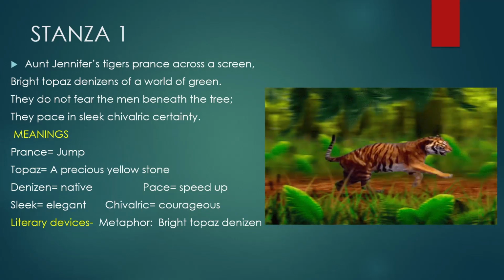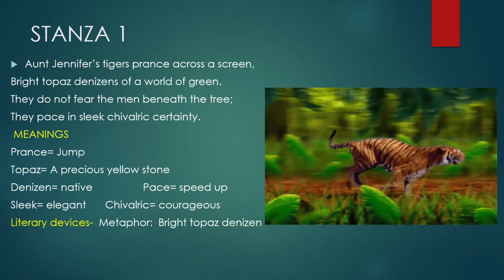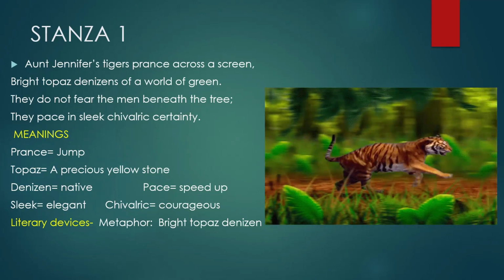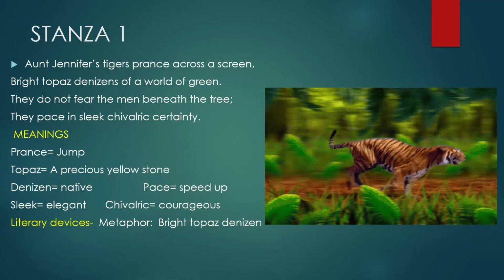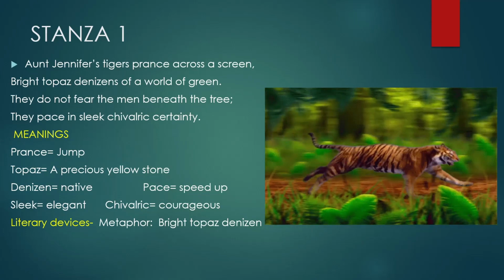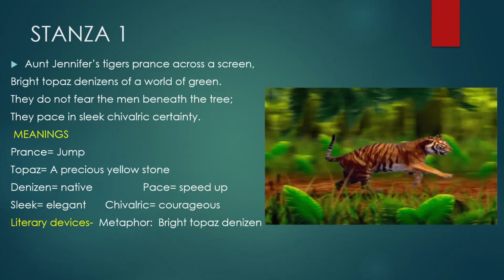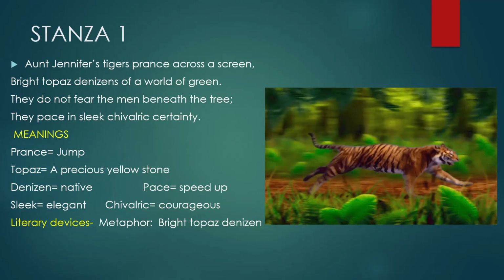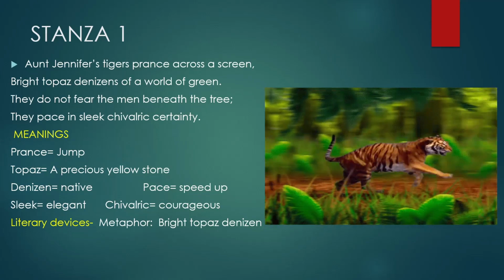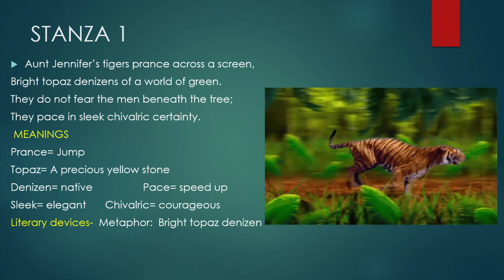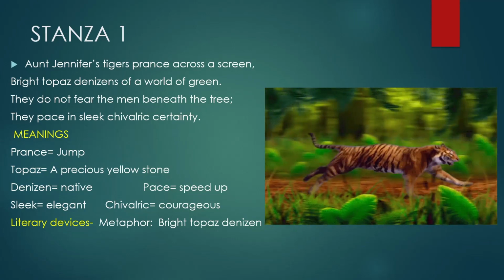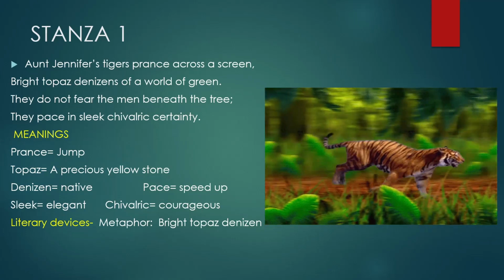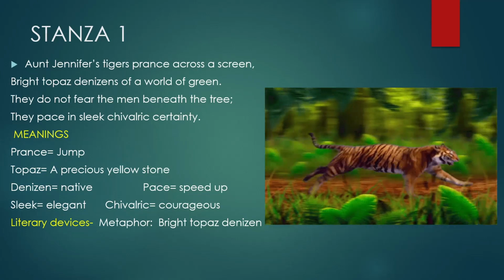Aunt Jennifer's tigers means the tigers which were embroidered by Aunt Jennifer. They prance across a screen. Prance means here jump or leap. They are jumping and, without any fear, running on the screen. Bright topaz denizens of a world of green. Topaz is a precious yellow stone. Denizen means native. Here the tiger has been compared to a precious yellow stone, which is the native of the world of green. World of green means here forest, and the rhyming scheme is screen, green.